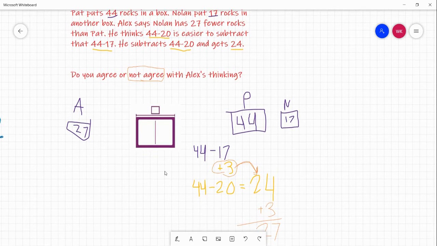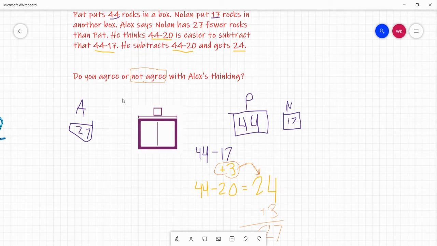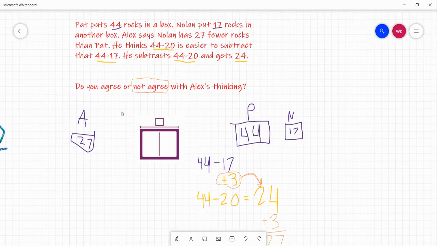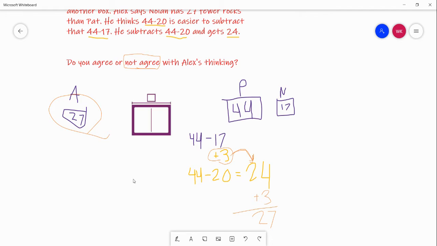So we know that Alex said that it was 27. Alex says Nolan has 27 fewer rocks. He was right on that part, but he was not right in his math because he got 24, right? His answer that he figured out, he got 24. So he said that Nolan had 27 fewer, which is correct, and that's what we got. But he did his math incorrectly.